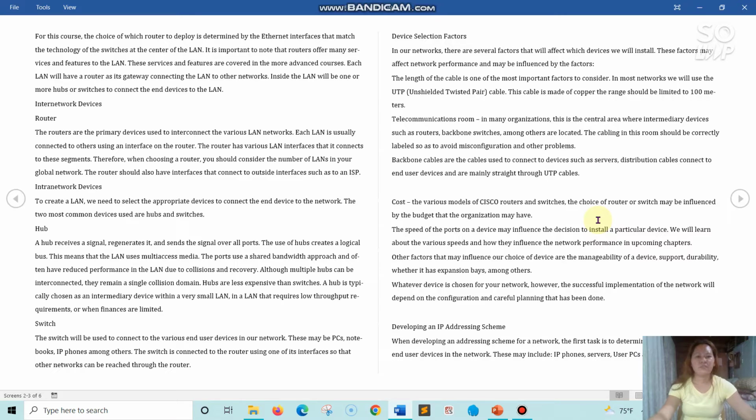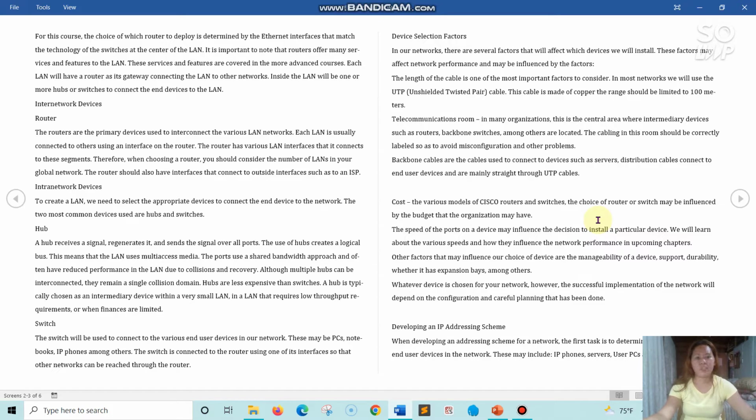Device selection factors. In a network, there are several factors that will affect which devices we will install. These factors may affect network performance and may be influenced by other factors. The length of the cable is one of the most important factors to consider. In most networks, we will use UTP or Unshielded Twisted Pair cable. This cable is made of copper. The range should be limited to 100 meters.